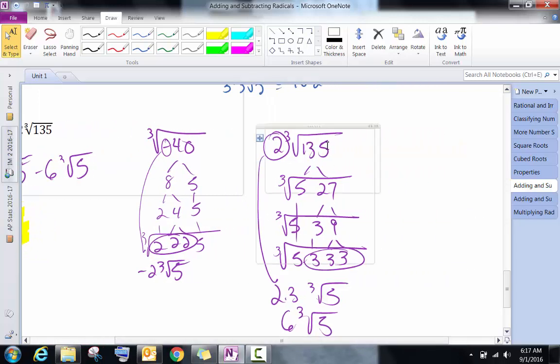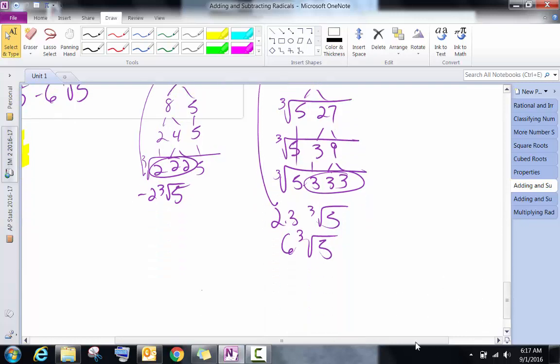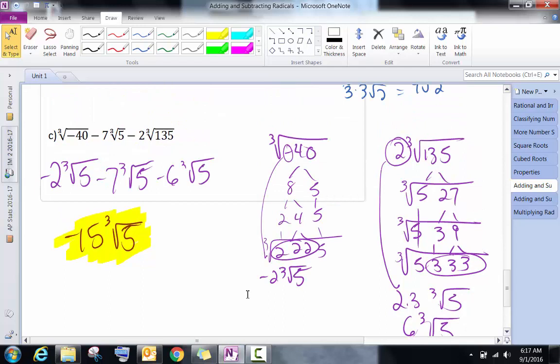2 times the cube root of 135, we bring down the 2. 135 can be broken down into a 5 and 3 3's. I want a group of 3. So I have 3 3's, I bring out a 3, times the 2 that was already there, so 6, and I have 5 still stuck inside, so 6 times the cube root of 5. And then here, 7 times the cube root of 5, well, you can't break down 5 anymore, so that's done.